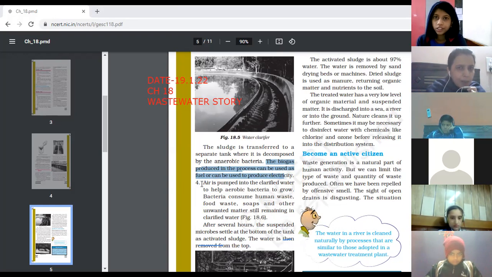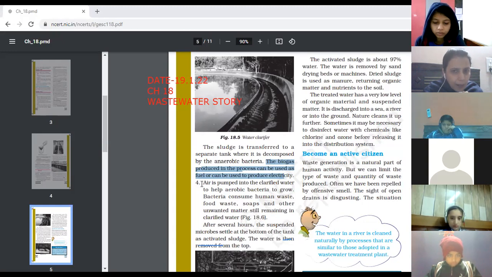Now it's very, very important. Air is pumped. This question may also be there: why is the air pumped in the clarified water? So the main purpose of pumping the air into the clarified water is to help aerobic bacteria to grow. Bacteria consume human waste, food waste, other waste, and unwanted material still remaining in the clarified water. Children, it looks like clarified water, but still it is not. That's why the air is pumped, so that aerobic bacteria can grow, and much more of the impurities can be removed from the clarified water.